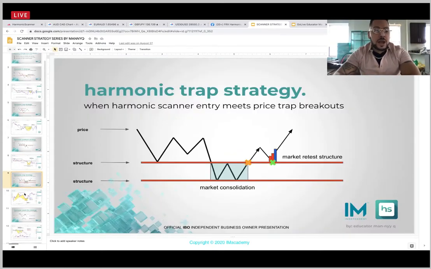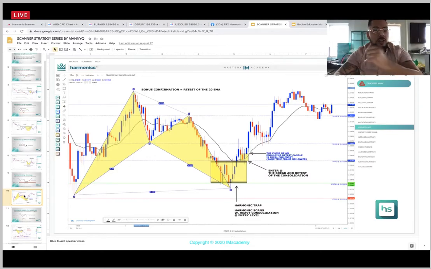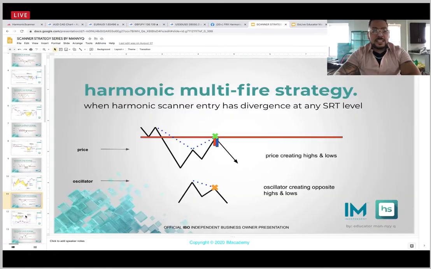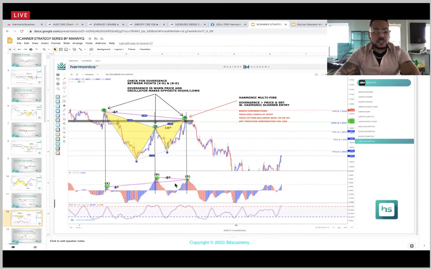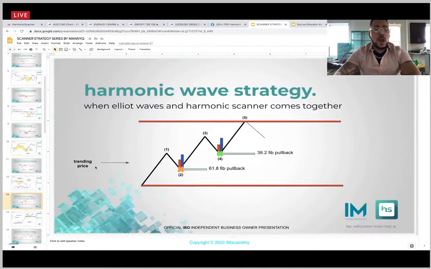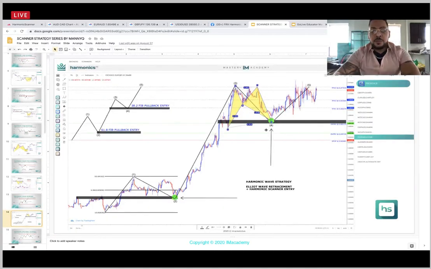Then we have the Harmonic Trap strategy. The Harmonic Trap strategy, shout out to Christopher Derrick, is another strategy overlay where we see consolidation with a break and retest at the entry. Another overlay is using the multi-fire or the triple fire strategy. This is using the oscillators to find divergences on the strategy. Another one is the Harmonic Wave strategy. This is where we're looking for trending markets using the Fibonacci. We're looking for pullbacks to the 61.8 and pullbacks to the 38.2 in a trending market with the Harmonic scanner.